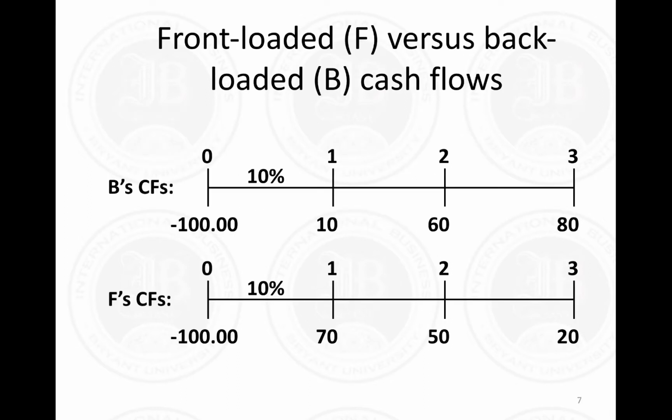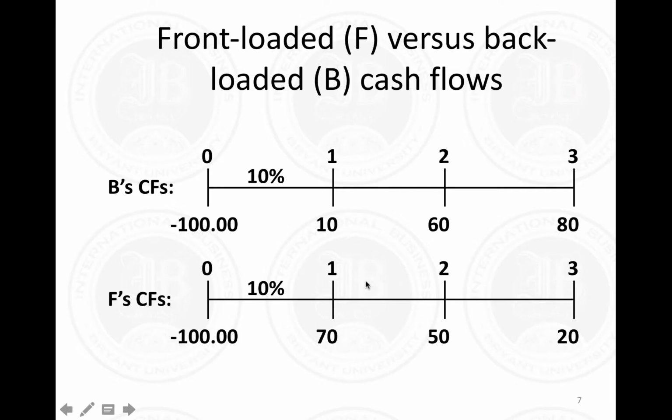So imagine that we have two projects. One project we're going to call project front-loaded and a project back-loaded. You can see that the first project, project B, is back-loaded because the cash flows tend to happen at the end of the project. If you see, the $60 and the $80 are happening at the very end in years 2 and 3, compared to the front-loaded project that most of the flows are happening at the beginning in years 1 and 2.